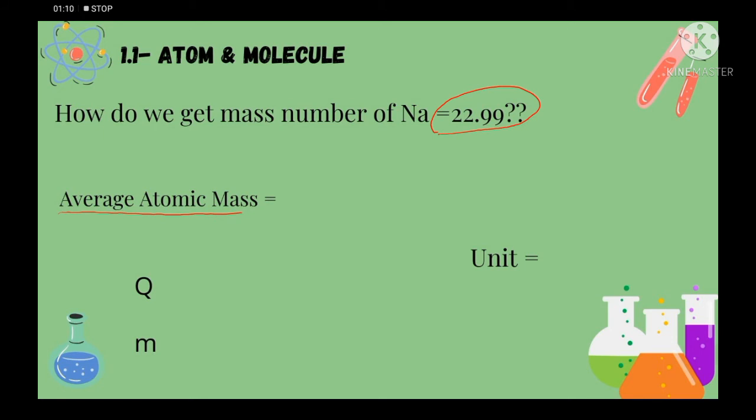The formula for average atomic mass is the sum of Qi Mi over the sum of Qi. So what is Q, and what is M? Qi is the abundance, and Mi is the mass of the isotope. So you need to take the sum of abundance times mass of each isotope, over the sum of abundance. And the unit for average atomic mass is u, or you can say amu. It has a unit.